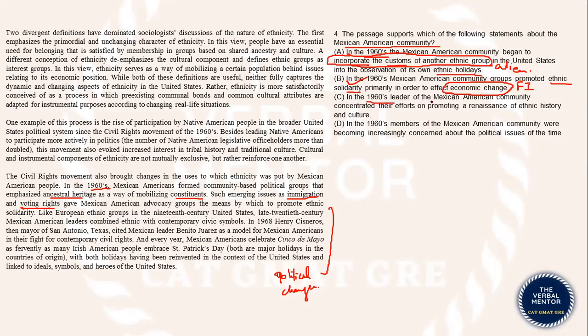In the 1960s, leaders of the Mexican American community concentrated their efforts on promoting a renaissance of ethnic history. Again, alien idea, nowhere mentioned. In the 1960s, members of the Mexican American community were becoming increasingly concerned about the political issues of the time. Exactly. So, immigration issues, voting rights issues. So, they were increasingly concerned about the political issues of the time. Option D should be the correct answer.